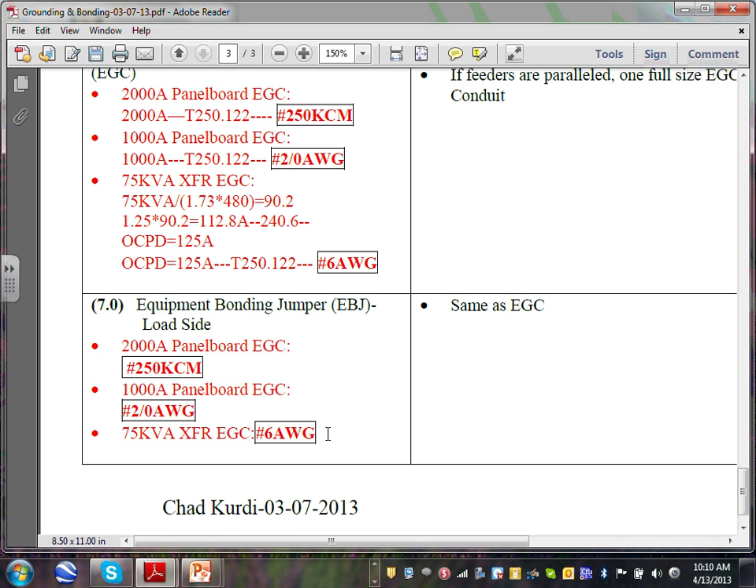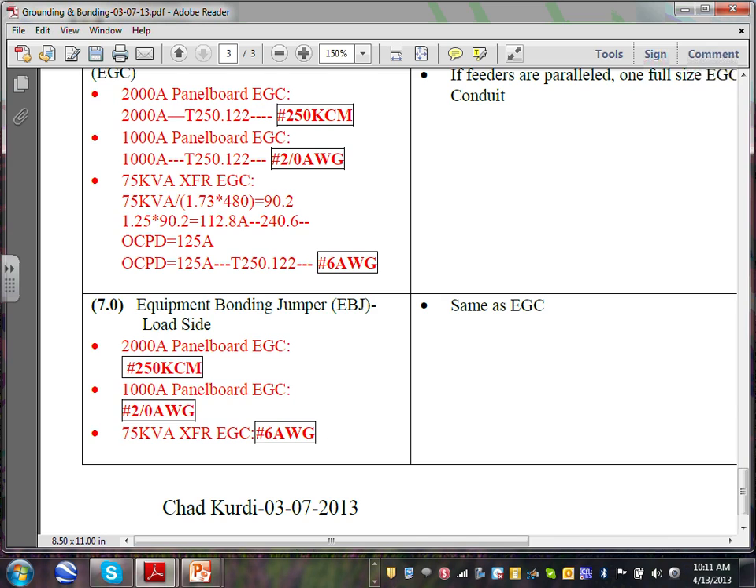We didn't talk about this one yet. But there is no neutral bar, so you just don't bond the neutral to the ground because there is no neutral. This is also a delta-delta, a separate derived system. Does that make sense, guys? If you have a delta-delta system, it is a separate derived system.